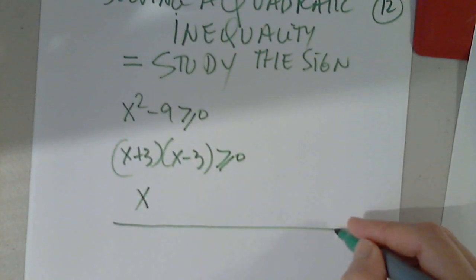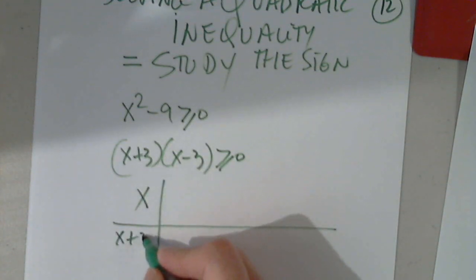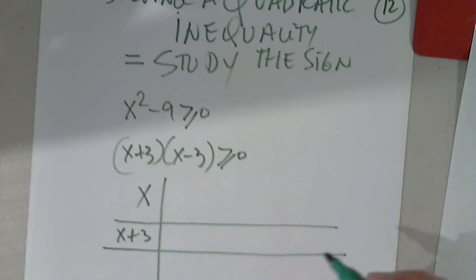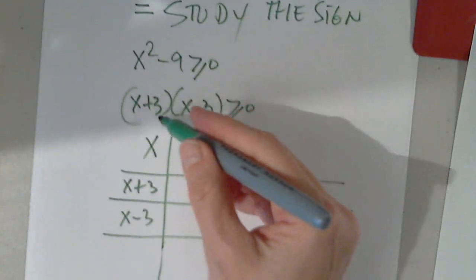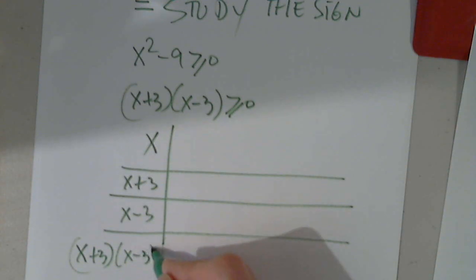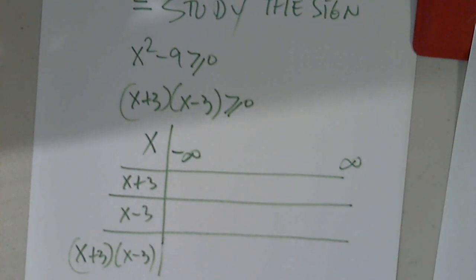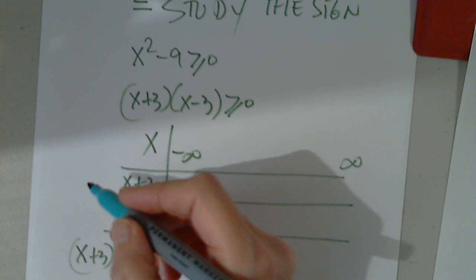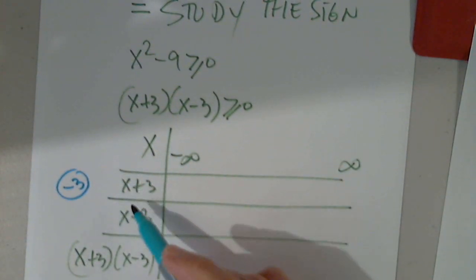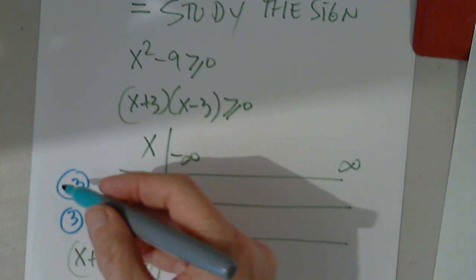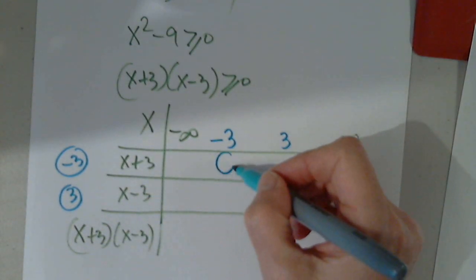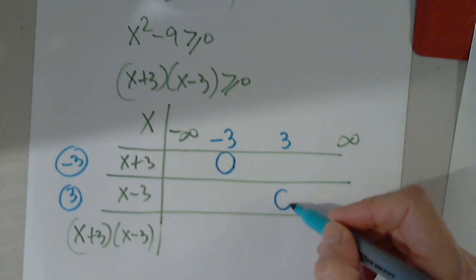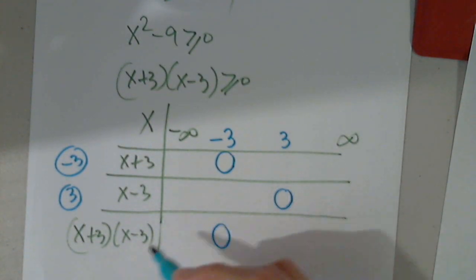And now I will study the sign of this product. First factor is x plus 3. Of course, this is the variable in the problem. Second factor is x minus 3. However, I'm not interested in either one. I want the product. X can be anything. So now, I know that this is 0 at negative 3. Negative 3 will make this 0. And this one will be 0 at 3. These are the numbers, the only numbers I need in the table. So x plus 3 is 0 at negative 3. X minus 3 is 0 at 3. The product will be 0 if either is 0.